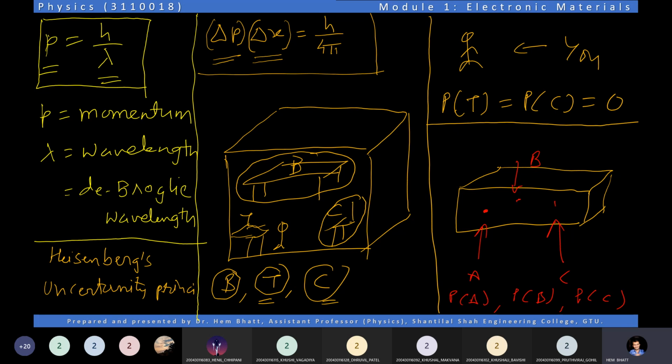So when you are dealing with a very tiny particle like an electron, the wave function is one equation which helps you determine so many things.